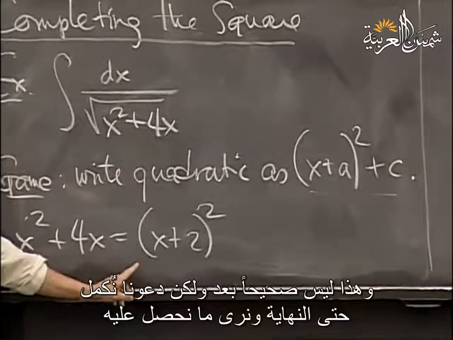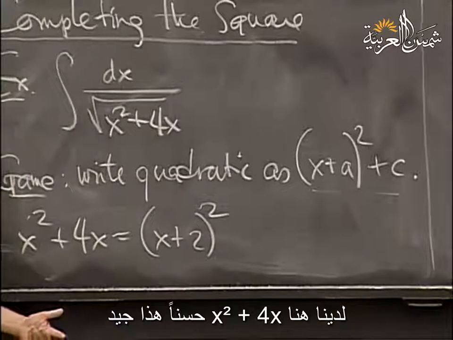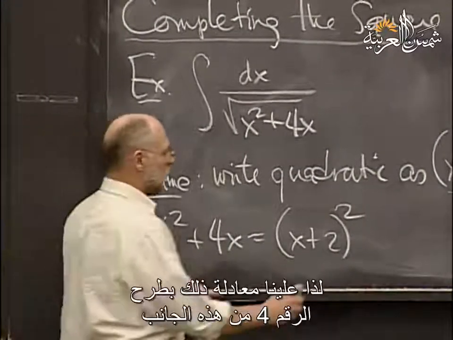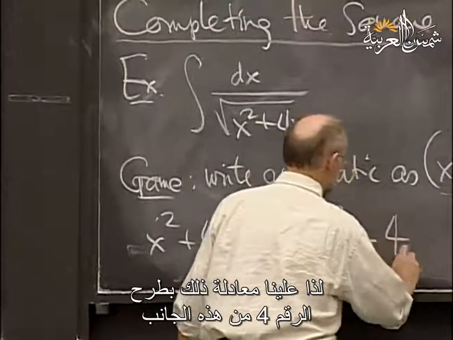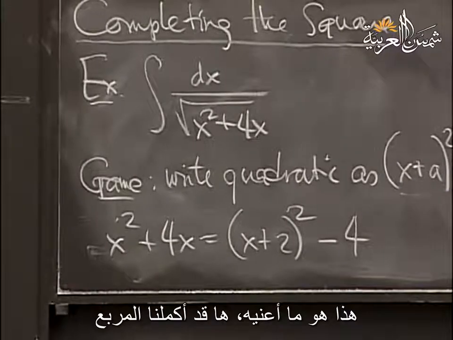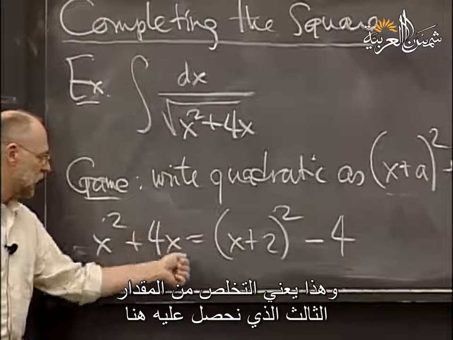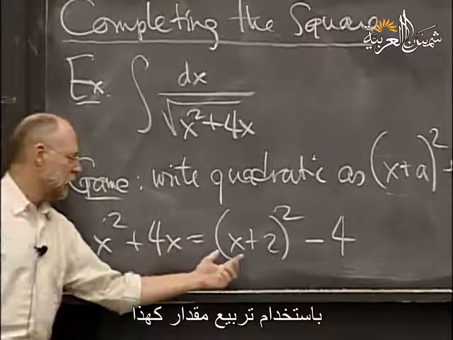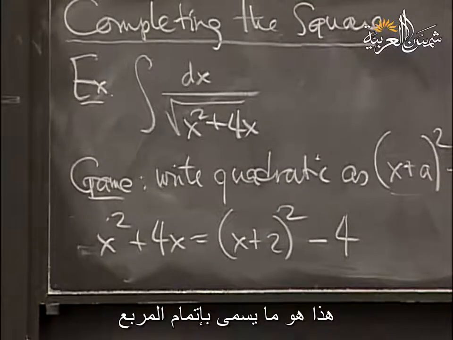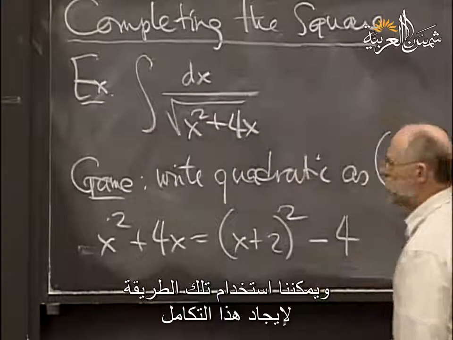This isn't quite right yet, but let's compute what I have here. x squared plus 4x, so far so good, plus 4, and I don't have a plus 4 here, so I have to fix that by subtracting a 4. So that's what I mean. I've completed the square. The word for this process of eliminating the middle term by using the square of an expression like that is called completing the square. And we can use that process to compute this integral.